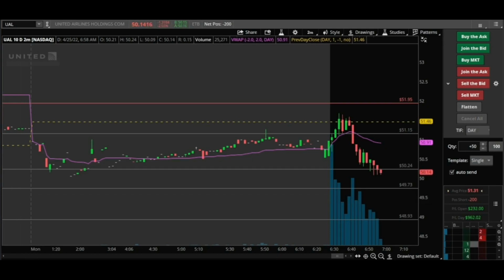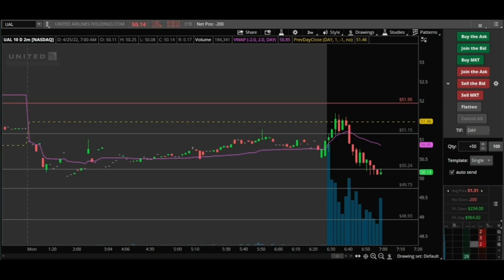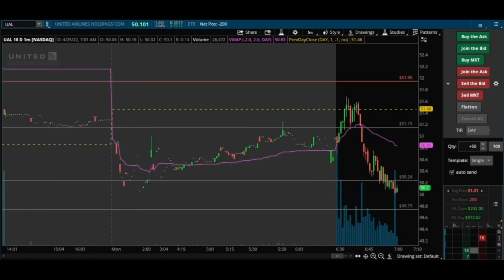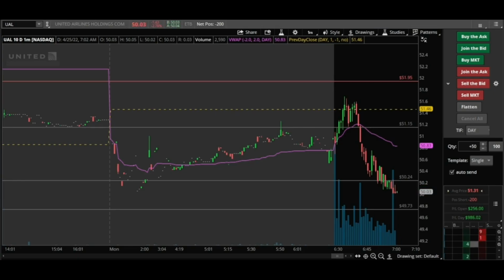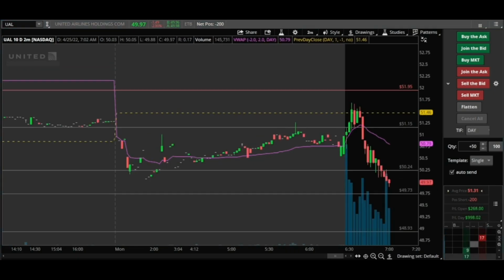I hope you guys learned something in this. This was very different. I took a short position into a stock that was going higher. I don't normally do this, but again, this was done with careful analysis of a higher time frame of UAL. And what I like to look at, by the way, is a 30-minute time frame to give me a big picture idea of what's going on.